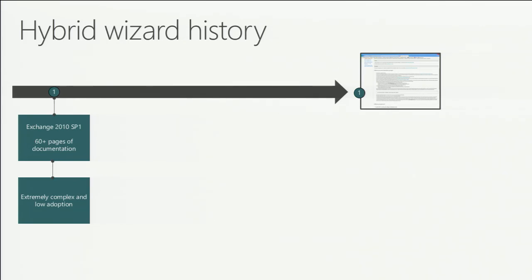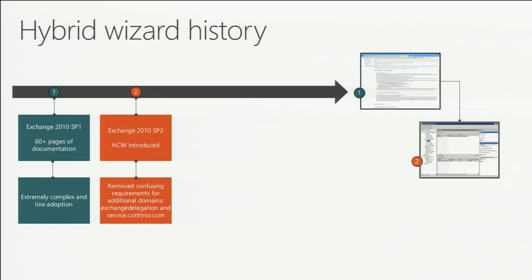That's where we started off in 2010 SP2, where we realized as the product team that if we want to make this easy for customers, we have to have it automated in some way. You can see the old EMC-based UI here, where we did a lot of work to automate the cmdlets, the 70-plus steps in the hybrid wizard, and get them in the right order. But we also made a lot of infrastructure investments to remove some of the very confusing requirements.